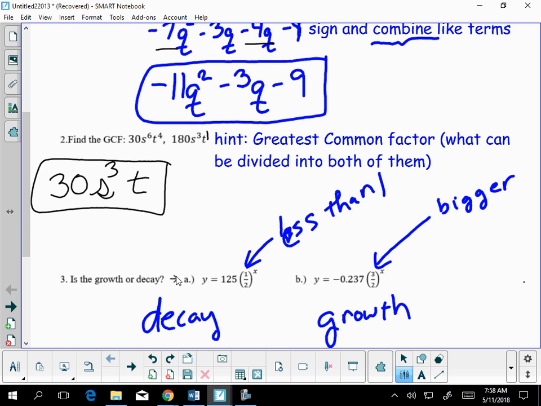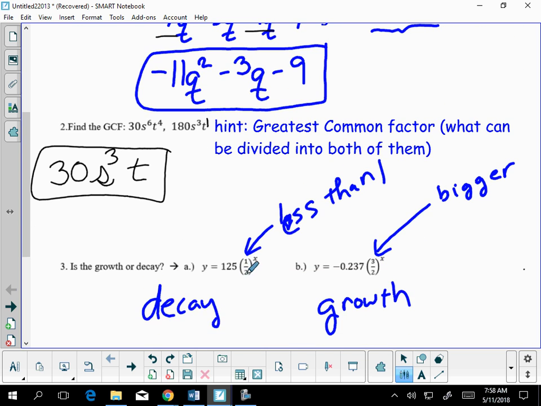Growth and decay. Look at the number that is with the exponent. Here that's less than 1, so it's decay. Here it's bigger than 1, so it's growth. It should be bigger than 1.